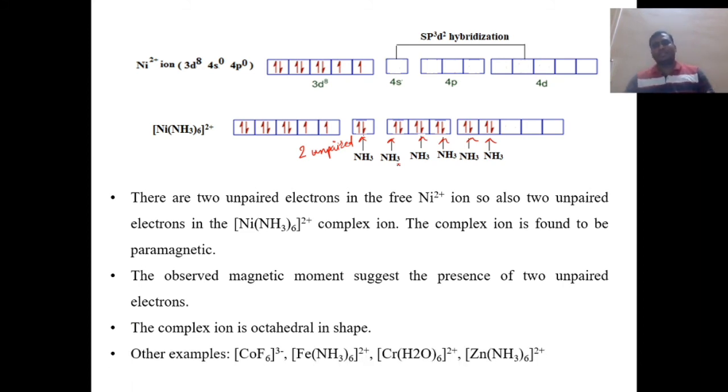Here are a few examples in which sp3d2 hybridization takes place: [CoF6]3-, [Fe(NH3)6]2+, hexaaqua chromium complex or hexaammine zinc complex. So these are the examples in which sp3d2 hybridization takes place. So this is how the hybridization or the complex formation is formed on the basis of Pauling's valence bond theory.